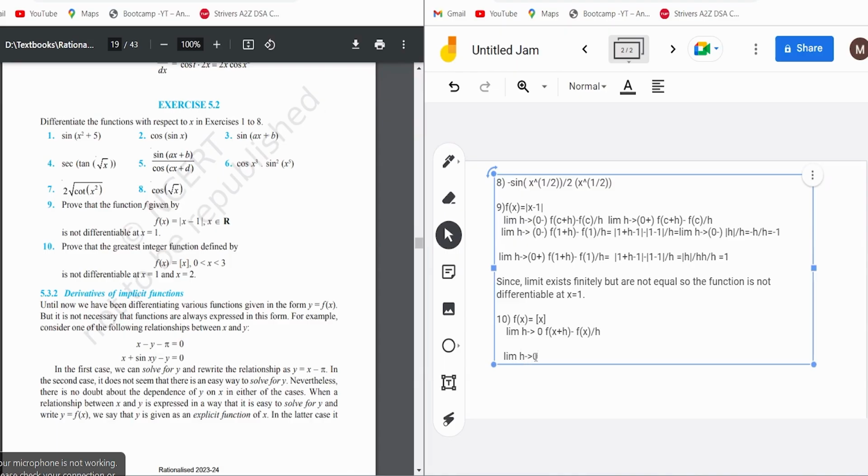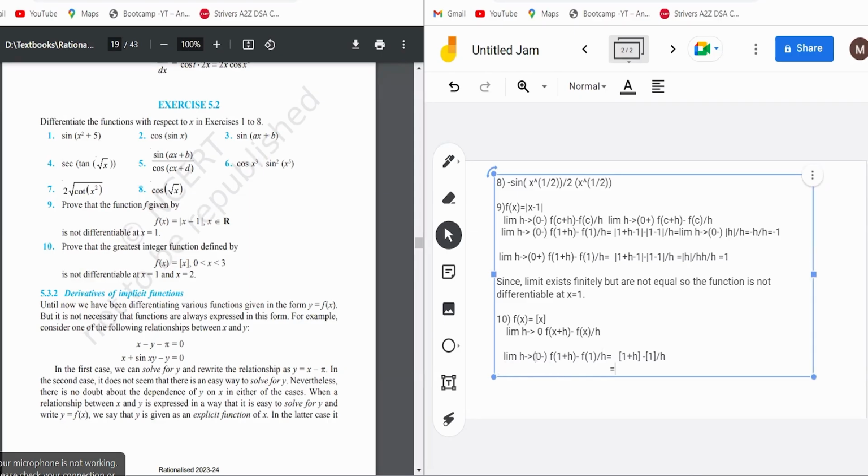Limit of h tending to 0. Now, since I have to take two cases, 0 minus and 0 plus. So f of, instead of x, I will put 1 because I'm checking for 1. So f of 1 plus h minus f of 1 divided by h. Simple. So from here, I can say that it would be greatest integer function of 1 plus h minus greatest integer function of 1, divided by h. Okay. Now just put the limit.